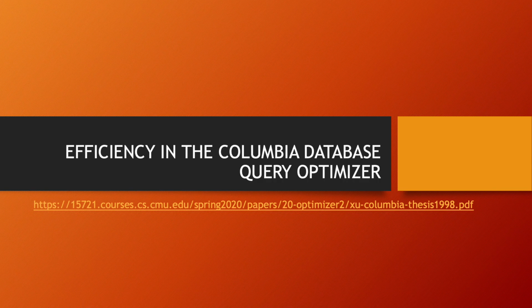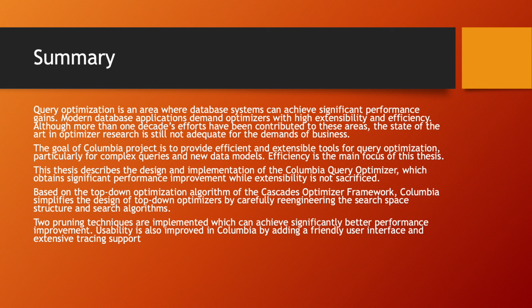Today we are going to review the first 35 pages of a PhD thesis titled Efficiency in the Columbia Database Query Optimizer. Query optimization is an area where database systems can achieve significant performance gains. Modern database applications demand optimizers with high extensibility and efficiency. Although more than one decade's effort has been contributed to these areas, the state of the art in optimizer research is still not adequate for the demands of business.